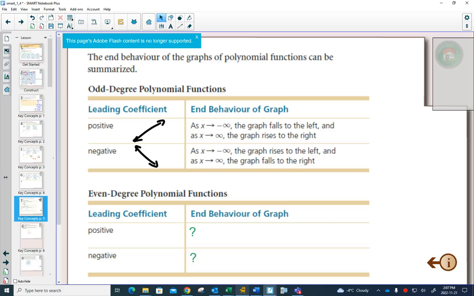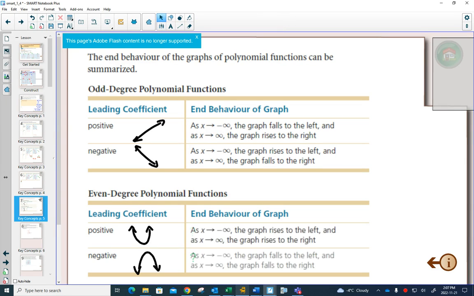Same thing with the even ones. I just think of a parabola. Here it's positive. I know that it ends going upwards, negative, downwards. Much easier than the definition that they've described.